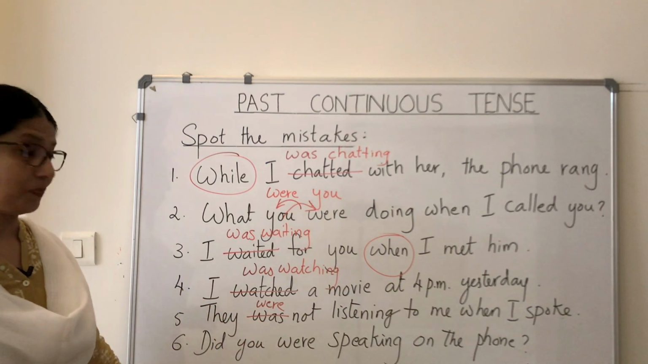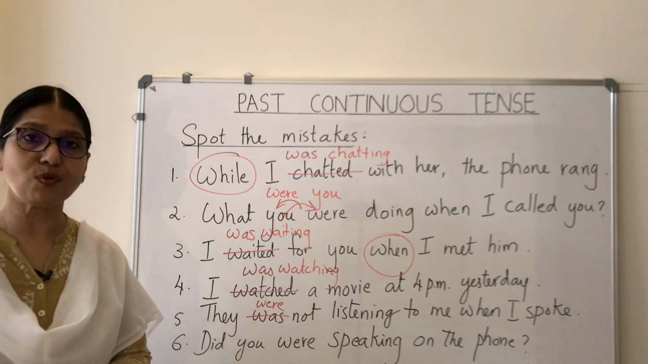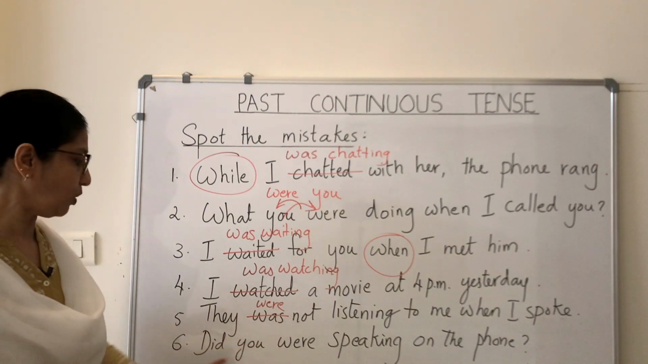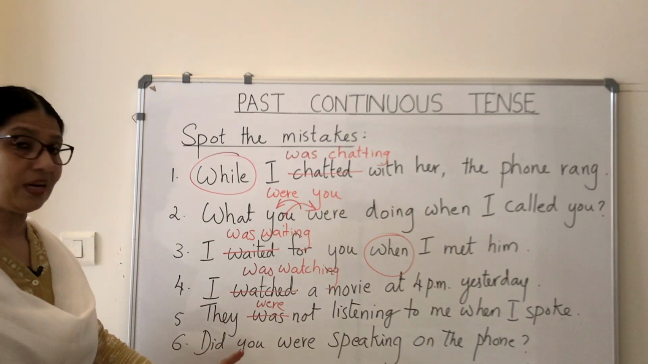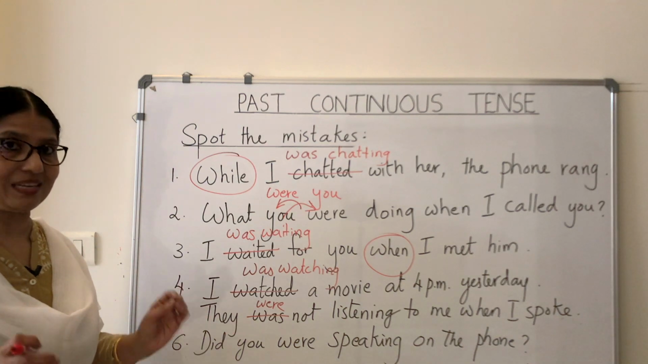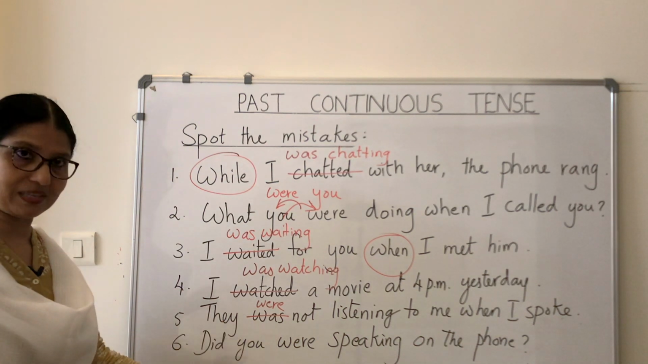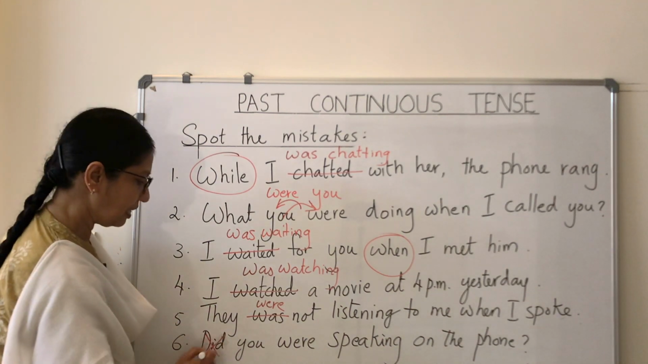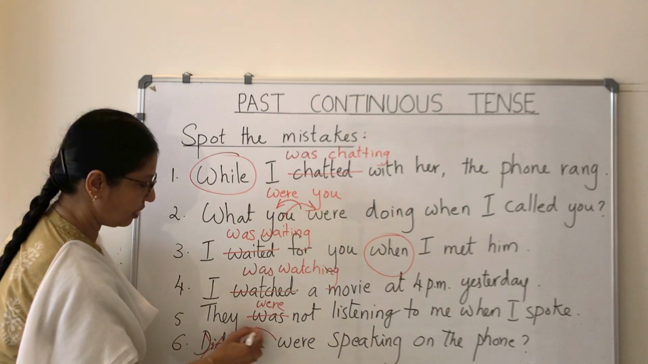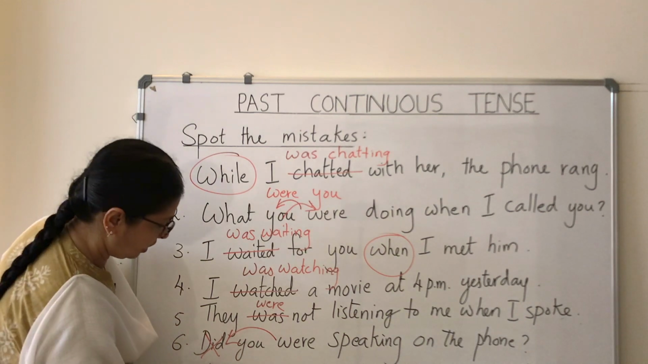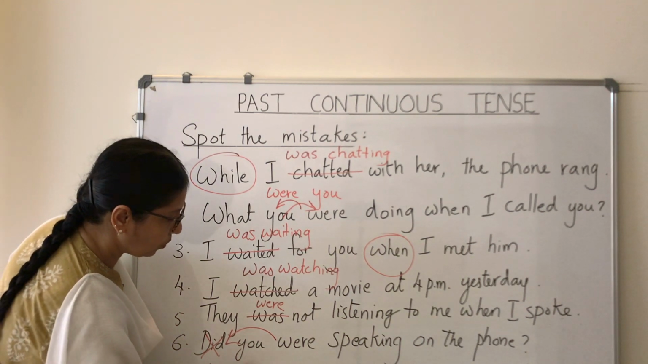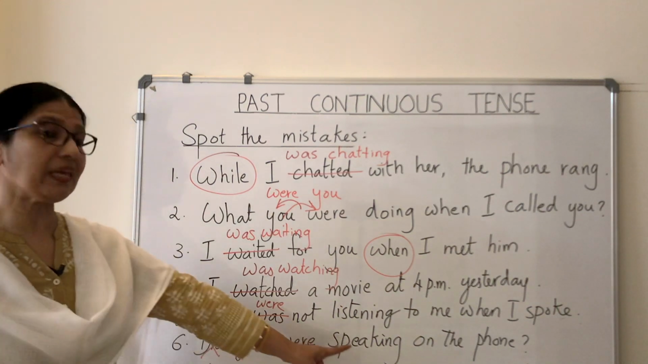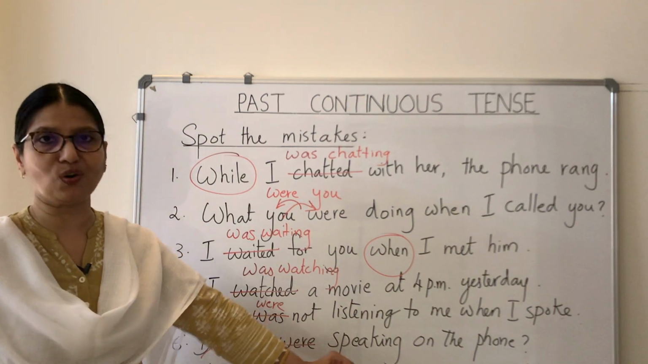The last one, did you were speaking on the phone? I'm sure you understood the mistake. You are using the yes or no question form with the past continuous tense. In that case, we needn't use did. Instead, we will start with were. So it should be, were you speaking? This is to be removed. Were you speaking on the phone? Maybe when I called you.